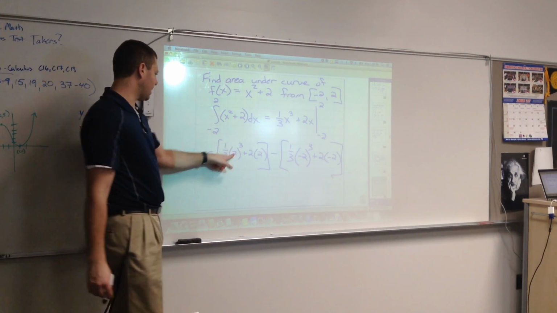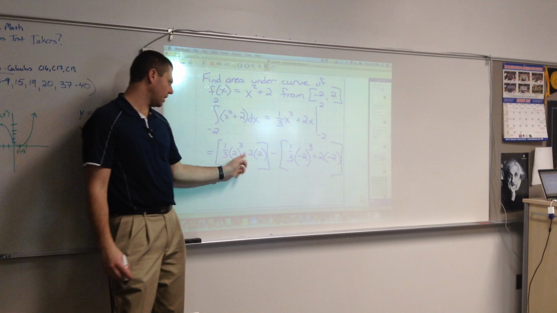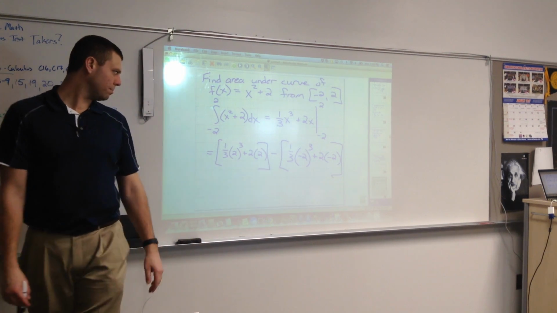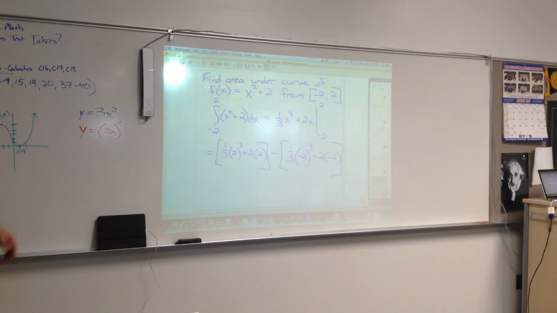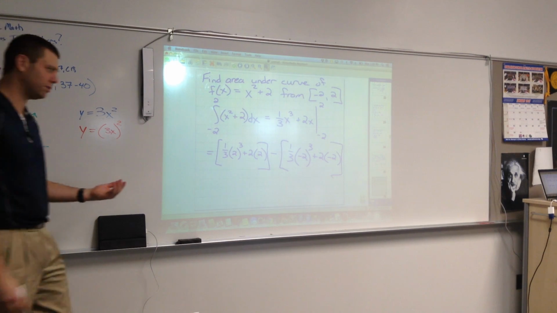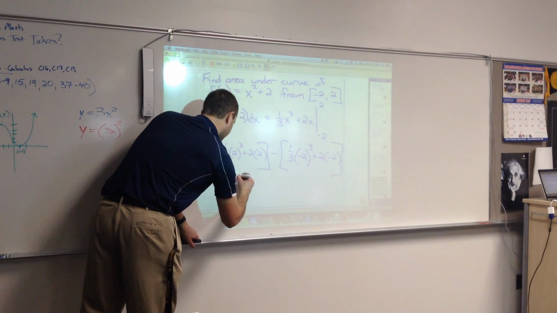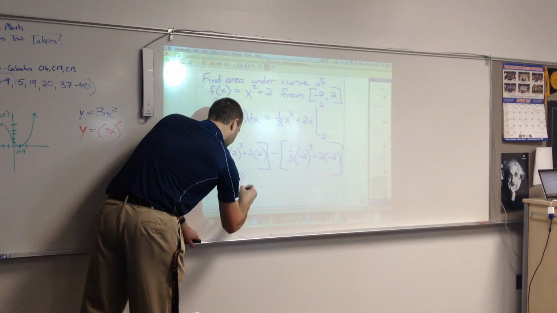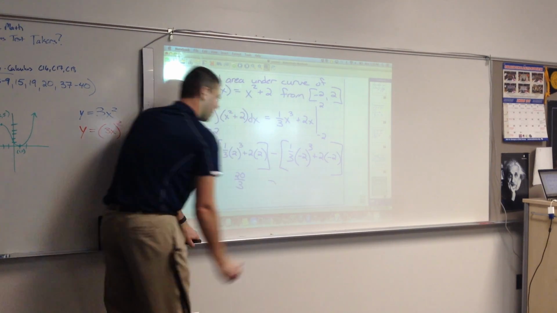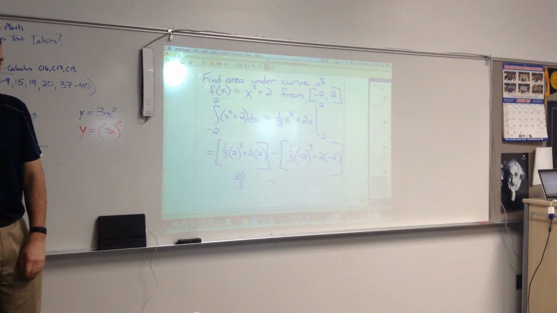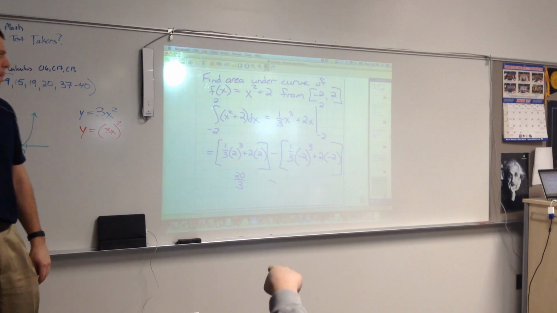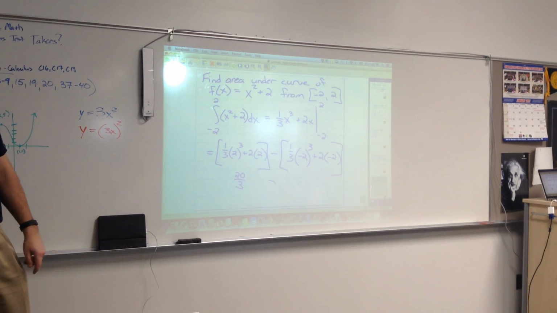2 cubed is 8. 8 times 1/3 is 8/3. 8/3 plus 4, that'd be plus 12/3. So 8/3 plus 12/3 is 20/3. Could you just cancel out the first term over there and the first term over there? Do you end up equaling the same thing?